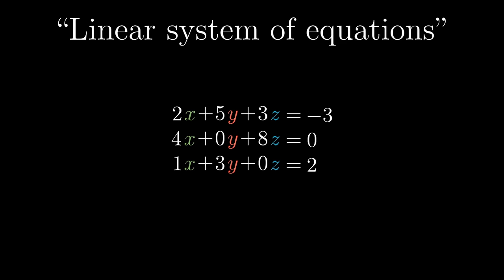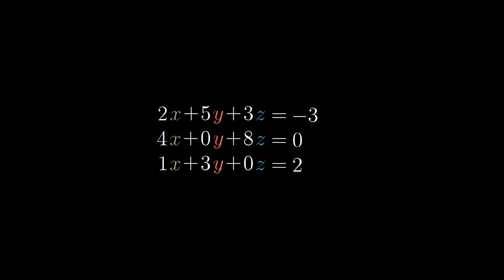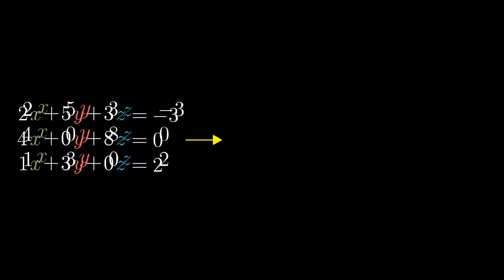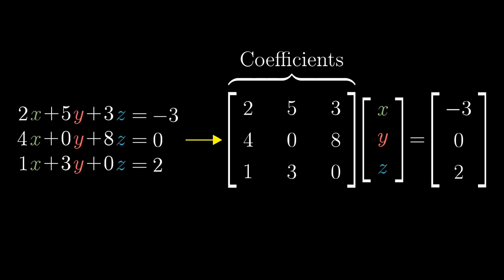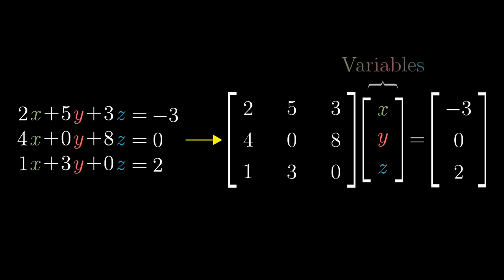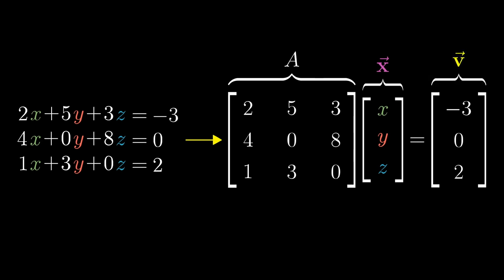You might notice that this looks a lot like matrix vector multiplication. In fact, you can package all of the equations together into a single vector equation where you have the matrix containing all of the constant coefficients and a vector containing all of the variables, and their matrix vector product equals some different constant vector. Let's name that constant matrix A, denote the vector holding the variables with a bold-faced X, and call the constant vector on the right-hand side V.